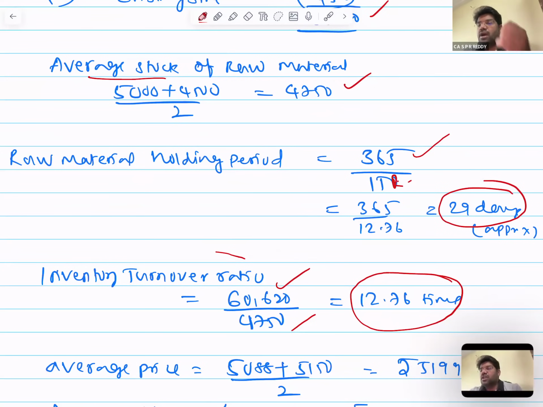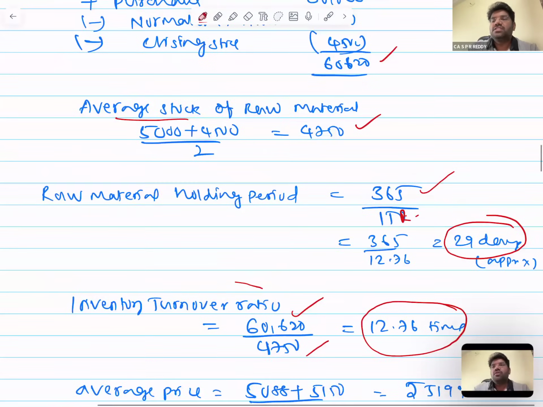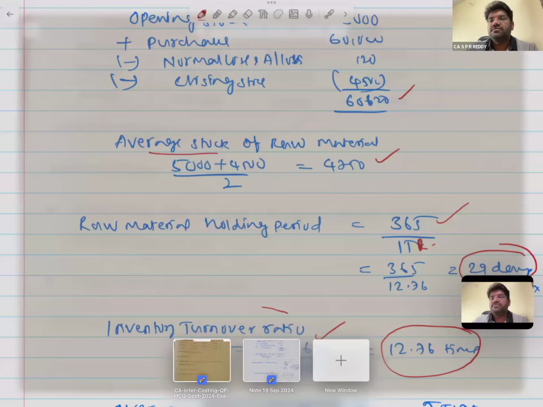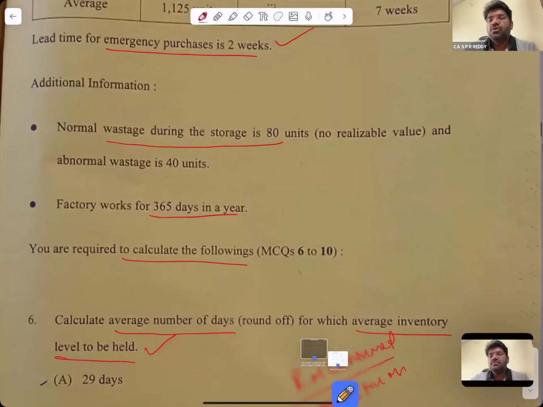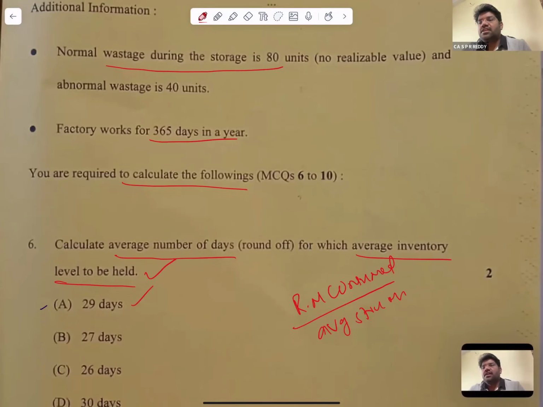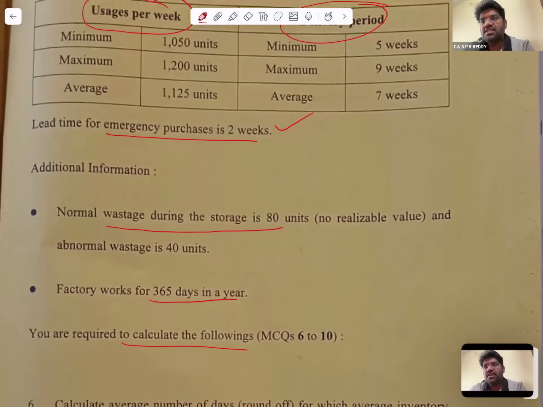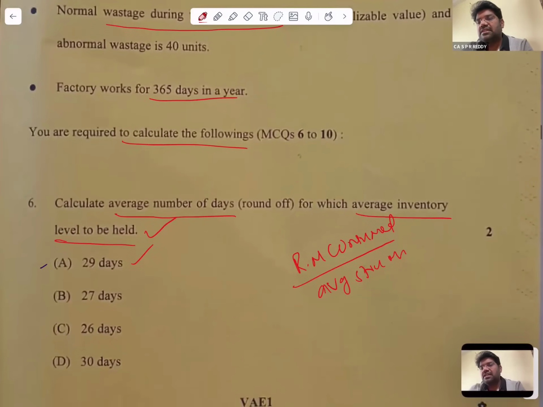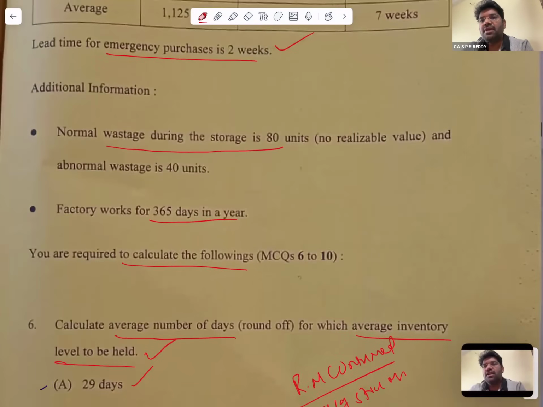See here, I've considered only quantity. Alternatively, you can also calculate the value of opening, purchases, and closing, and then you can value. Still, you'll get the same answer, 29. So the first question's answer here is 29 days. Raw material consumed divided by average stock gives you the inventory turnover ratio. If you take 365 days divided by the inventory turnover ratio, you'll get the number of days, the average inventory holding period.